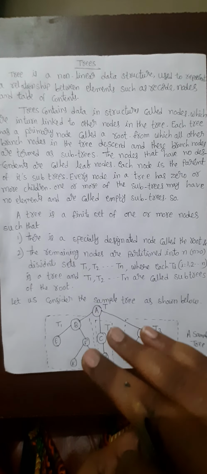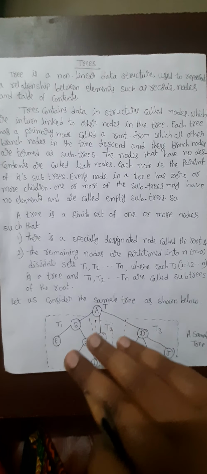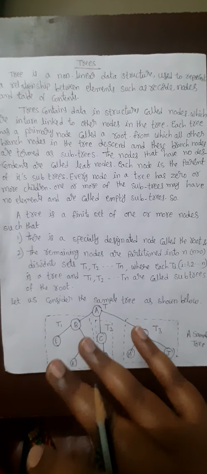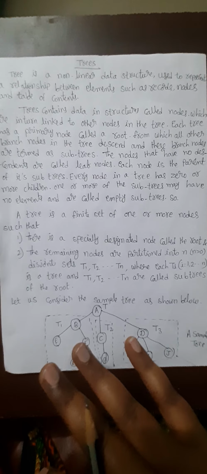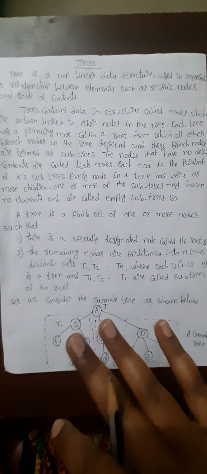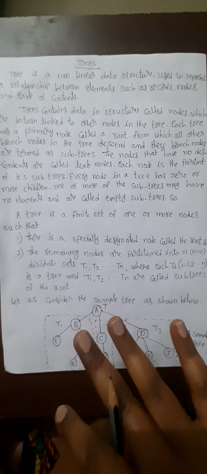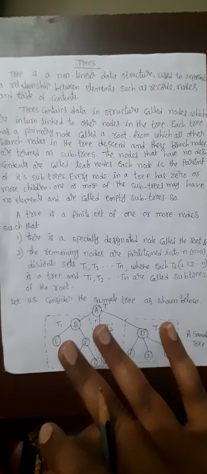And every node in a tree may have 0 or more children. One or more of the subtrees may have no elements, and these are called empty subtrees. This is the introduction to the tree.